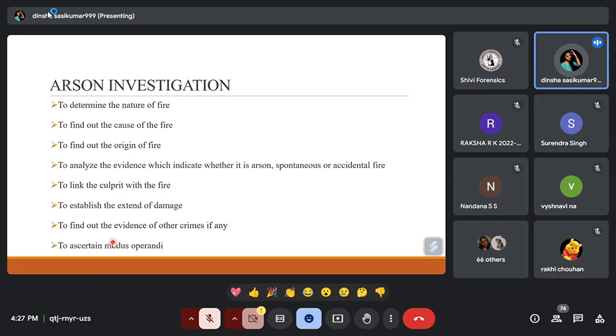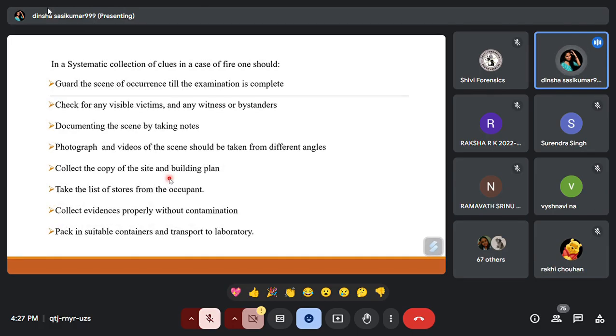Then to ascertain the modus operandi. Modus operandi is the mode of operation. So we have to find the mode of operation. So these are the aims or objectives of an arson investigator. So, in a systematic collection of clues in a case of fire, an investigator should follow these instructions during the investigation procedure.